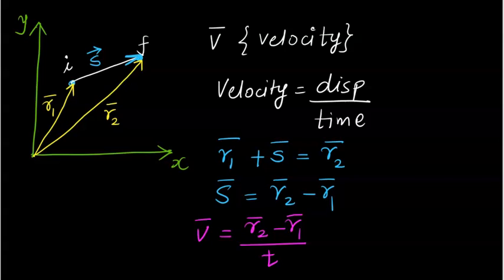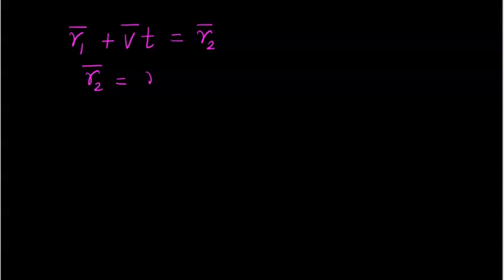Let's say when the particle was at the initial position, the time was 0, and when it reached the final position, the time became t. So in time t it reached that position. This implies we have v bar t is equal to r2 bar minus r1 bar. So if I take r1 bar to the left side, what will I get? r1 bar plus v bar t is equal to r2 bar. So if I rearrange it like that, I get this.